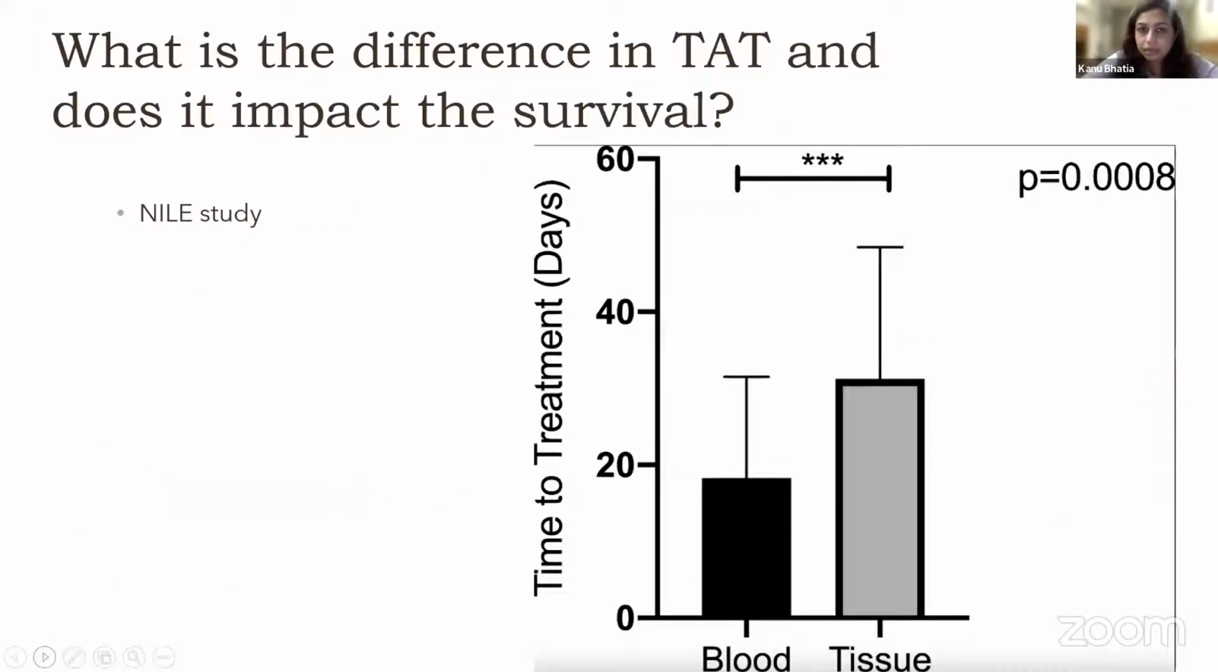So I said that the TAT actually significantly differs. The Nile study again showed that there's almost a significant 10-day difference, which actually impacts the overall survival also. The tissue takes time to give you the results, whereas the blood takes almost 14 days maximum, and you will get a result about your patient. You will be able to answer the patient in the OPD on how the approach to treat will be.